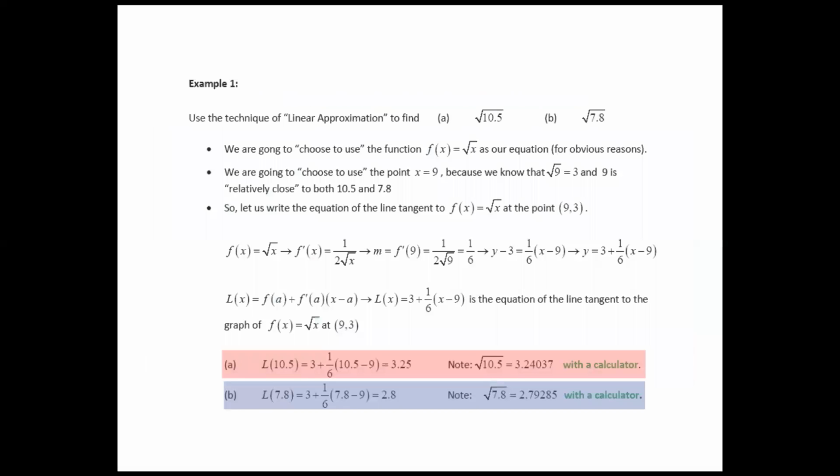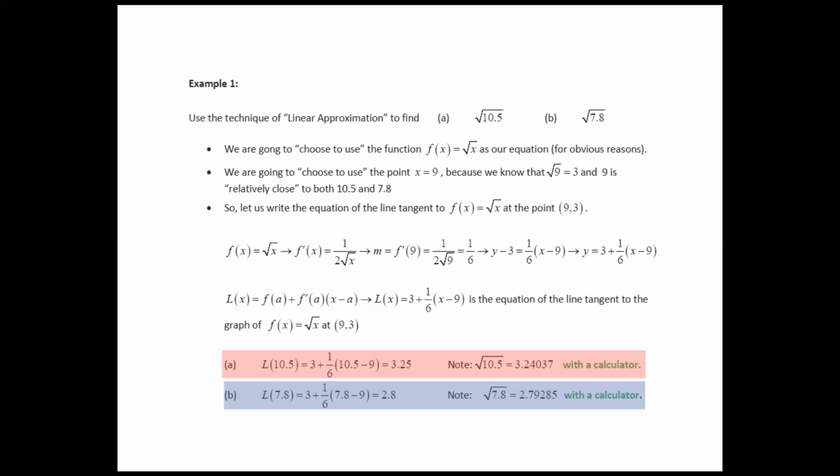Let's take an example here. Use the technique of linear approximation to find the square root of 10.5, and then let's also find the square root of 7.8. There are two parts to this. Why? Well, that's going to be self-explained as we go along. First of all, I don't know the square root of 10.5. I can find it with my calculator. I don't know the square root of 7.8. I can find that with my calculator. But let's imagine not having a calculator.